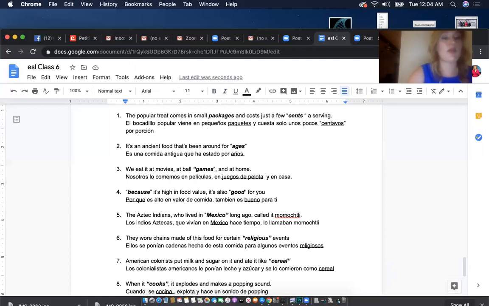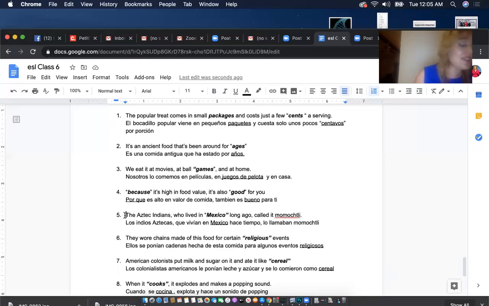So, tenemos número 1. Says the popular American treat comes in small packages and costs just a few cents a serving. 2. It's an ancient food that's been around for ages. We eat it, number 3, we eat it at movies, at ball games, and at home. Number 4, because it's high in food value, it's also good for you.